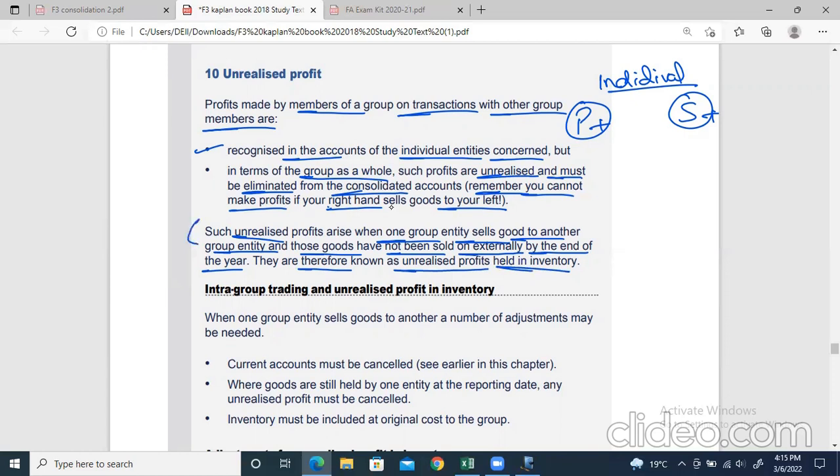So if you need to understand the definition from the study text, it is this one from here till here, and it has exactly the same meaning as I told you, right? So only the goods that have not been sold on externally, in other words, the remaining ones, only the unrealized profit is calculated and eliminated for them.